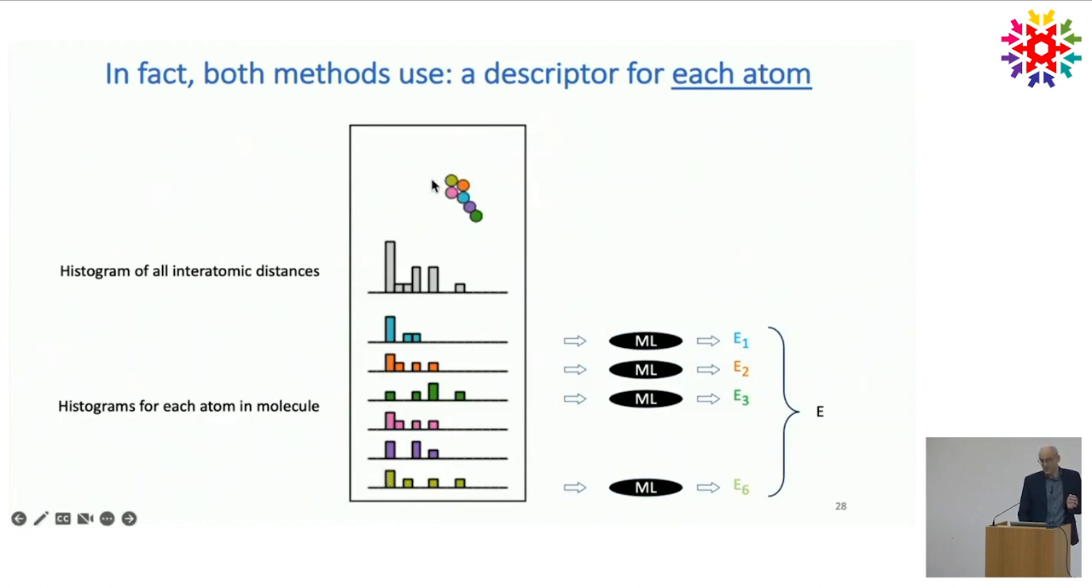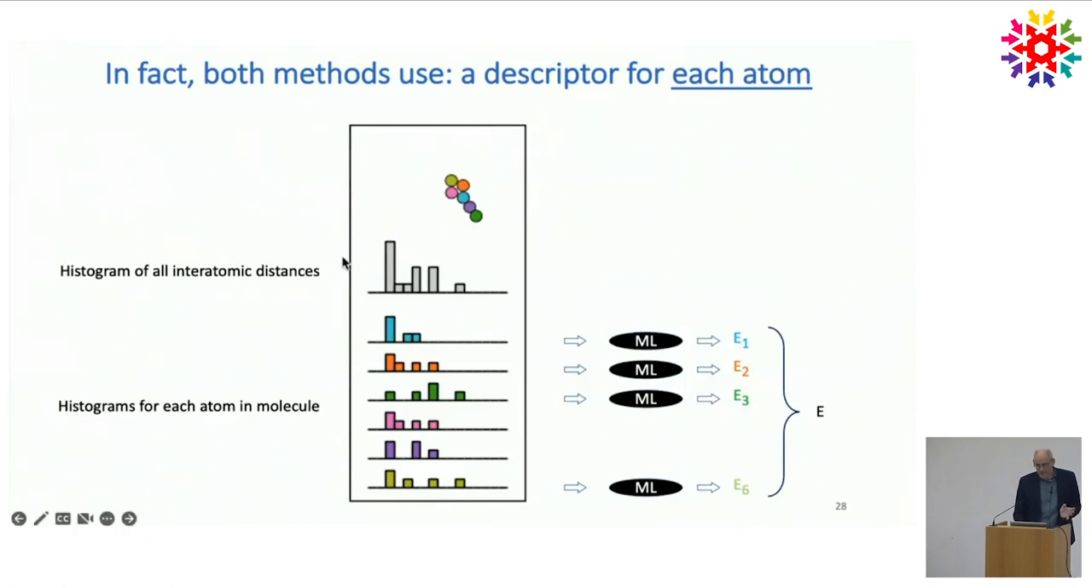So if we have this molecule, then what would be a global descriptor is this gray histogram where all interatomic distances are just put into one histogram. But what is used in reality is a set of individual histograms, one for each atom. And here it's color-coded. I think you can realize what I mean. And that's because then the machine you have to train should only understand what is the energy of an atom in a given environment. It should not understand what is the energy of a whole structure.